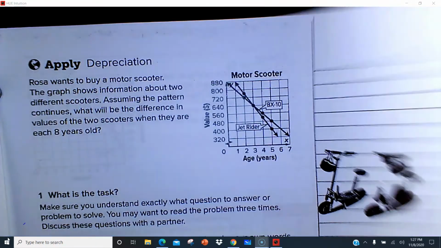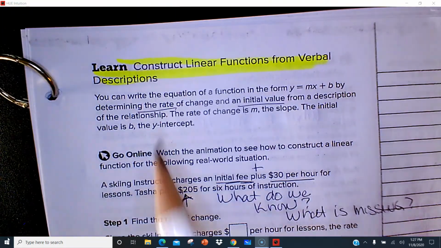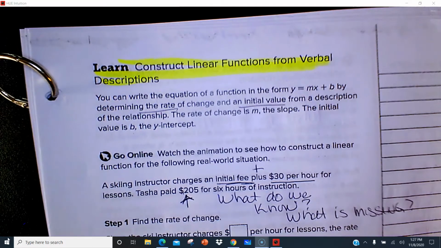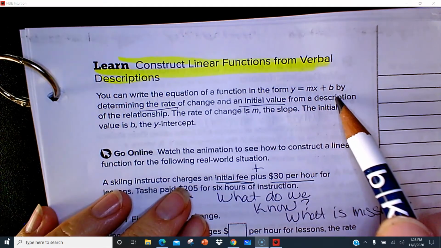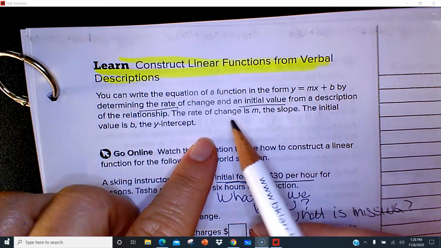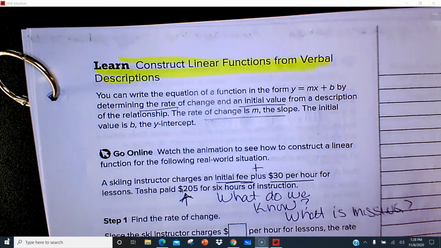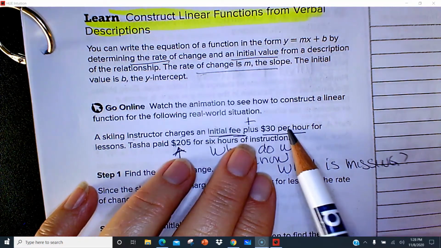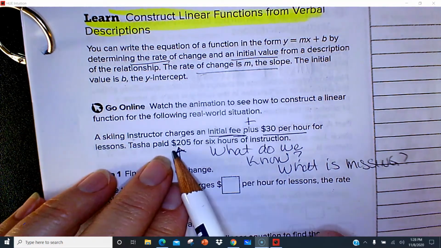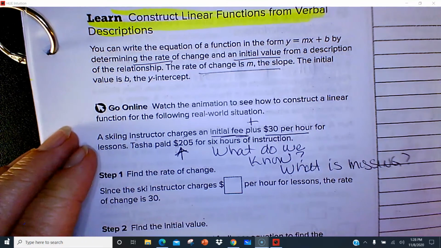And now let's go ahead and do the verbal. Okay, I'll do this really quick. So you could write an equation from the function in that form as well, as long as I give you the information. Okay, m is our slope, and b is our y-intercept. So the instructor charges an initial fee plus $30 per hour. Tasha paid $205 for 6 hours of instruction?